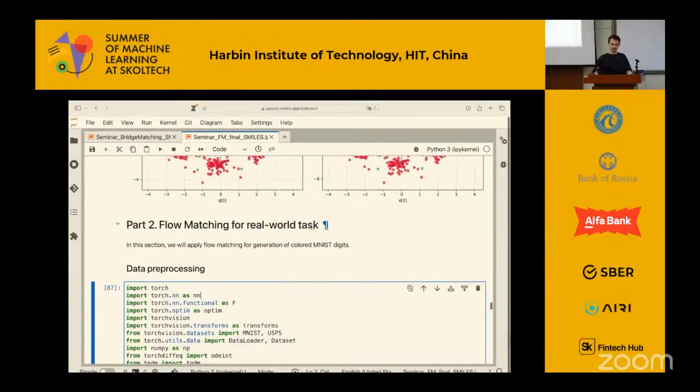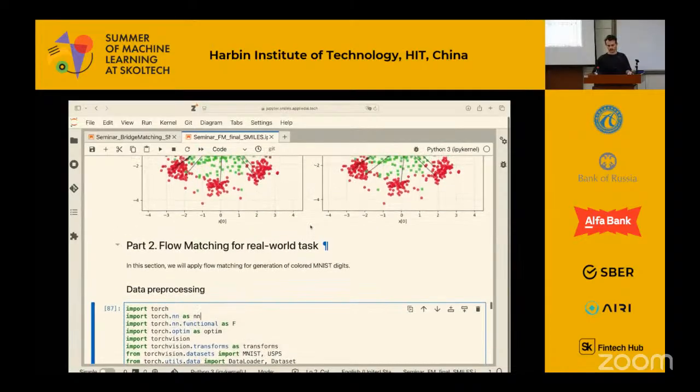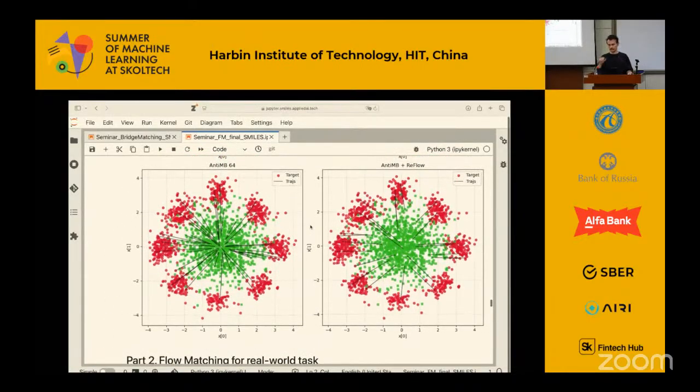So maybe some questions related to the first part. Might be a silly question, but how do we know which point corresponds to another point in two distributions? I mean, why do we have exactly this mapping of point to point?